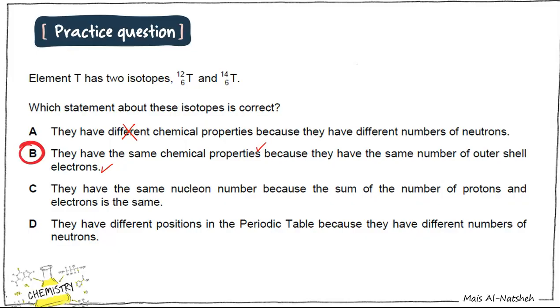They have the same nucleon number? No, absolutely. They have different nucleon numbers. They have different positions in the periodic table because they have different numbers of neutrons? No, the positions in the periodic table are the same because they have the same number of protons. What decides the position in the periodic table is the proton number, not the neutron number.